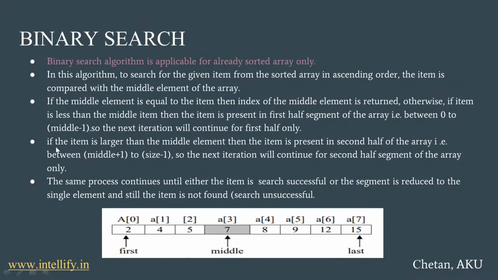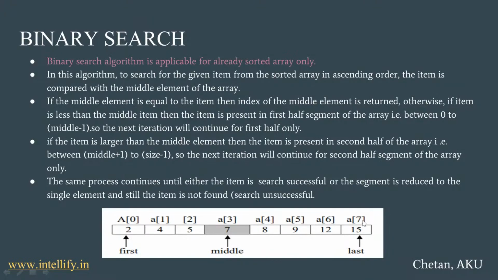But if the item is larger than the middle element, then the item is present in the second half of the array, that is between middle plus 1 and size minus 1. So the next iteration will continue for the second half segment of the array only, like this. From here to here: middle plus 1, meaning the middle index plus 1, to size minus 1, that means this index value 7.